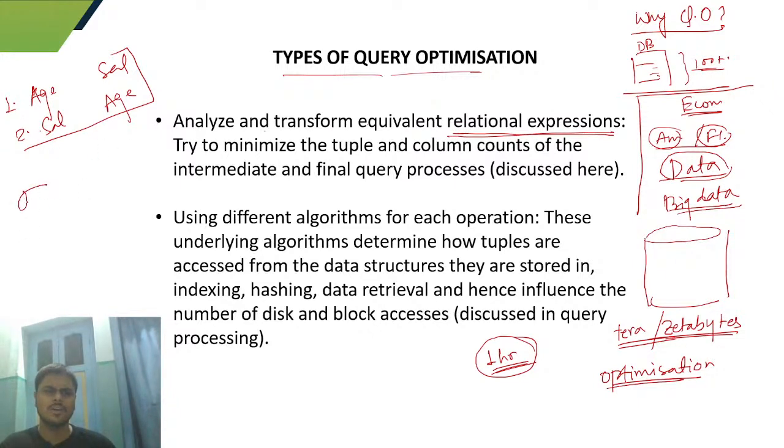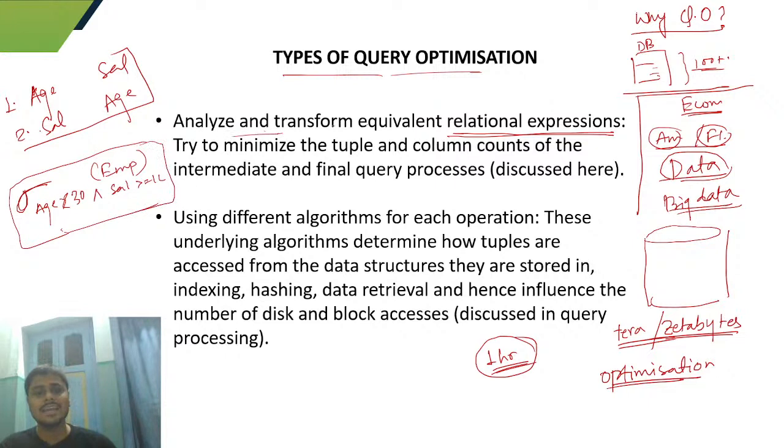In relational algebra, we can do a select, like age is less than 30, and this is a conjunction, and salary is greater than or equal to 1 lakh, from the employee table. So this is a relational algebra expression. We analyze and transform those equivalent relational expressions and try to minimize the tuple and column counts of the intermediate and final query processes. This is the first type.